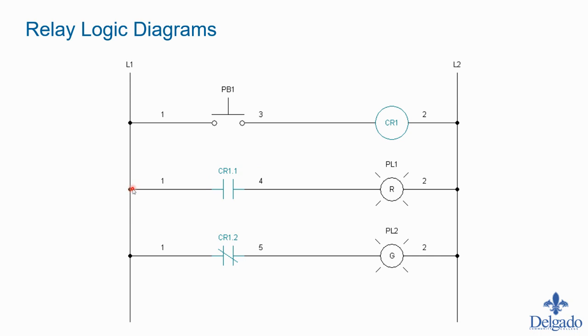So anyway, we come to rung 2, we come up to this first device. It's a normally open contact, which means that if this relay is not energized, then this is open. So we're at a dead end here as well.